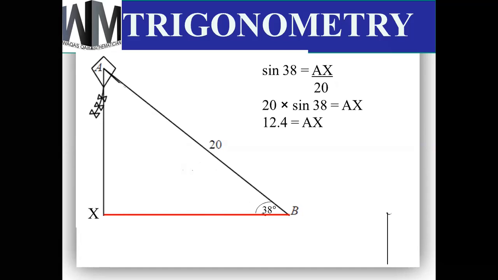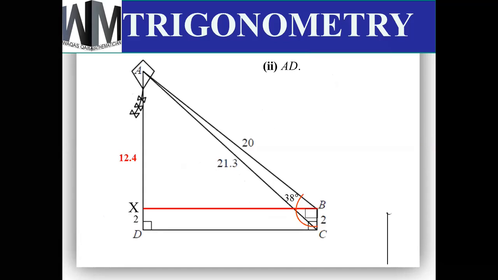And for the length of AD, AX is 12.4 and XD is 2. So the length of AD becomes 14.4.